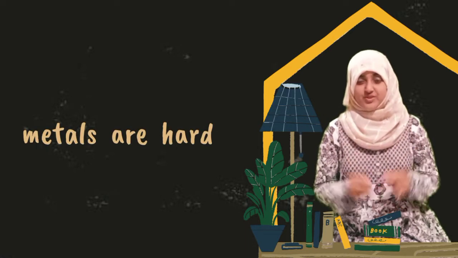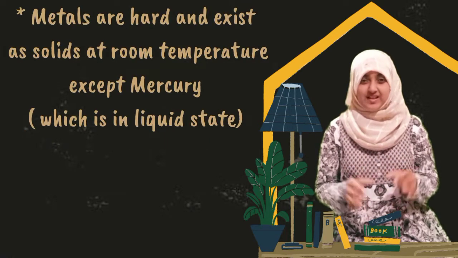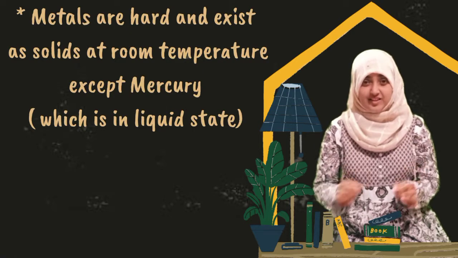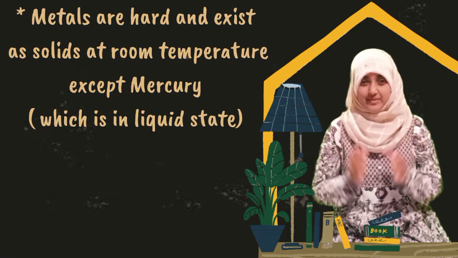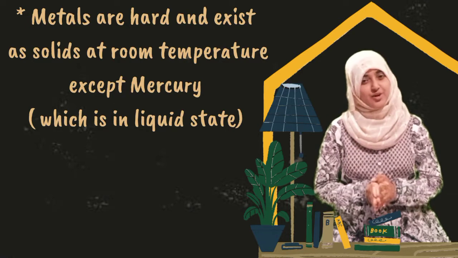Next, have you ever observed when the aluminium or steel vessel in your kitchen drops on the ground? Does it break at the moment? No. What about when you hammer a nail? Does it break? No. So this shows that metals are quite hard. So this is the next property of metals, which says metals are hard and exist in the solid state at room temperature, except mercury, which exists in the liquid state at room temperature.